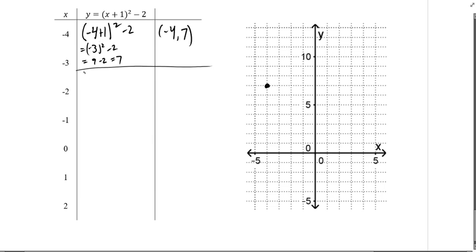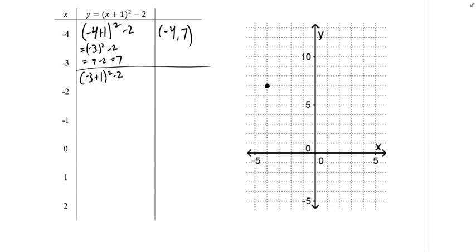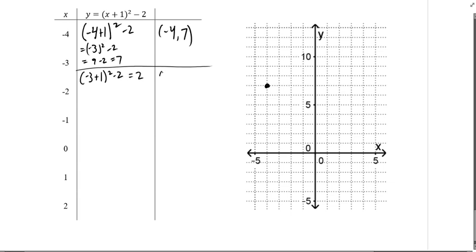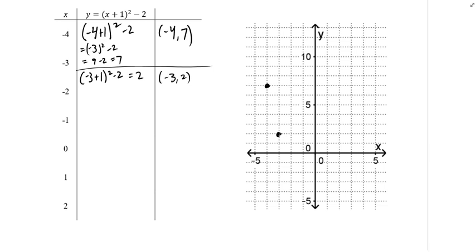Let's do one more together. -3 plus 1, squared, minus 2. So -3 plus 1 is -2. -2 squared is 4. 4 minus 2 is 2. You don't have to do this in your head. So let's see, -3 and positive 2. You can use your calculator for this. I encourage you to do it, but you've got to make sure you use brackets in the right spots or do it in the right order. Okay, you try the next few.